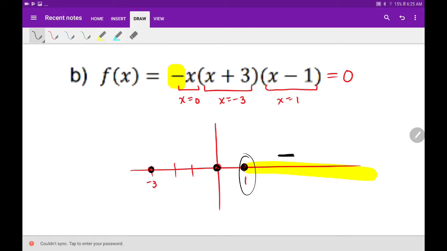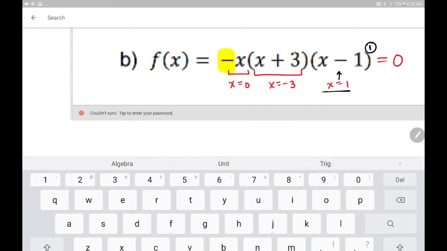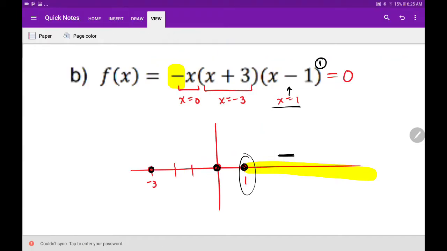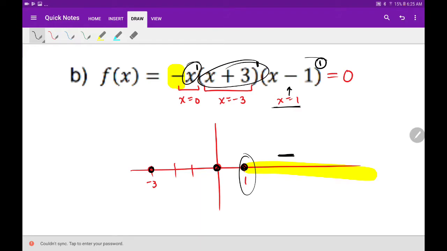At x equals 1, so we'll go now to where x equals 1, look at the factor above it, and examine that factor's exponent, which is a 1. By the way, if you look a little bit ahead, you'll notice that all of our exponents are invisible. That means that all of these factors have the exponent of 1.